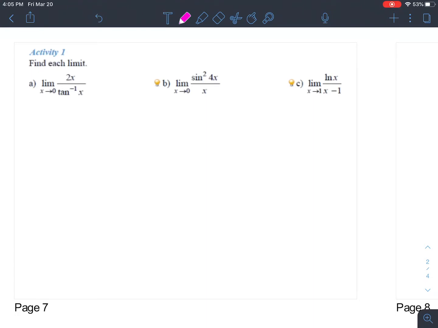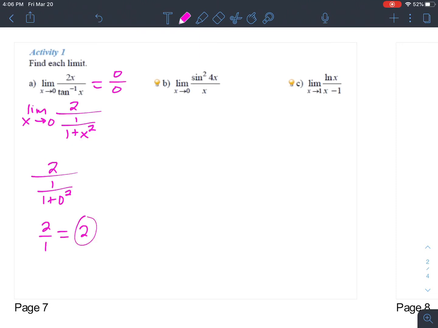Okay, for the first one, as I said before, make sure you show that you have an indeterminate form. 2 times 0 is 0. Arctangent of 0, that is going to be 0 as well, so we can use L'Hopital's. Now we are going to find the derivative of the top and the bottom. The derivative of the top is 2. The bottom, make sure you remember your derivatives of inverse trig functions. It is 1 over 1 plus x squared. Now we can put in 0. We're going to get 2 over 1. And the answer for our first limit is 2.